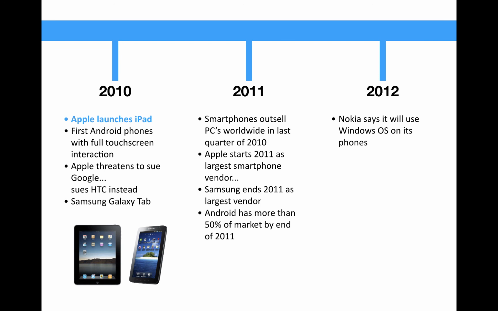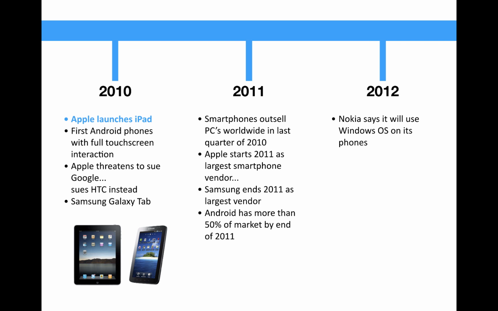2010 was another important year for mobile devices. Apple launches the iPad, a 10-inch tablet that runs the same operating system as the iPhone. But perhaps the news that is just as important is that HTC comes out with the first Android phones that have full touchscreen interaction. And we know this is a big deal because Steve Jobs meets with Eric Schmidt of Google and threatens to sue him. Ultimately, Apple decides to sue HTC instead.